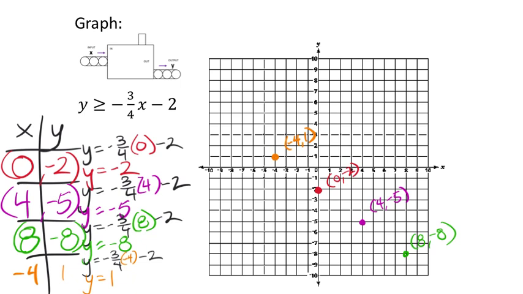Okay, so I'm now ready to take those points and let's draw a line. Now again, before we put the line on the graph, because we did make that an ordered pair, by the way, what kind of line are we going to need? Is it going to be solid or is it going to be dashed? Well, this line, since we have the equal part of the inequality, is going to be a solid line.